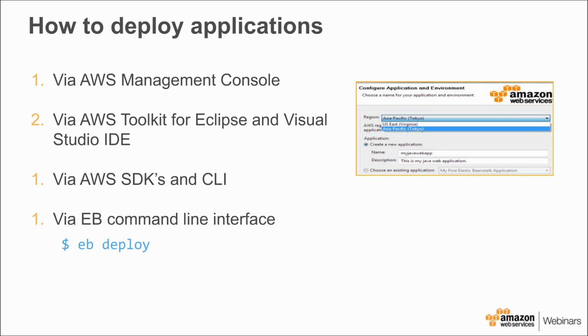There's also plugins for a number of IDEs, namely Eclipse and Visual Studio. So you can actually, from within your IDE, deploy directly to Elastic Beanstalk after some configuration. You can also directly use our SDKs, which are available in a number of different languages, or our command line interface. And then finally, there's a dedicated Elastic Beanstalk command line interface called the EB CLI, and that gives you a number of commands to manage Elastic Beanstalk environments directly from that CLI. We'll talk about EB a little bit more in the future here.